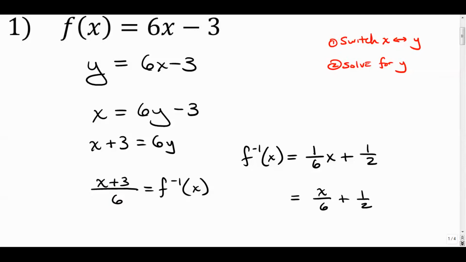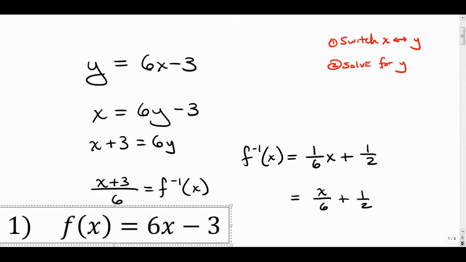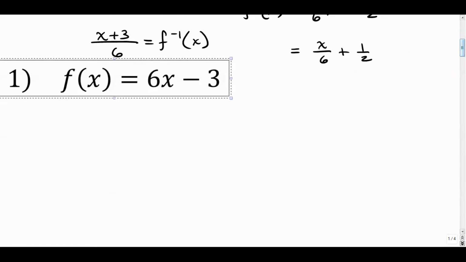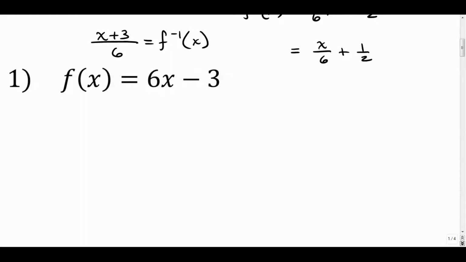So I claim that those two are inverses of each other. There are a couple ways to check this. There's of course the graphing method, where you would put this into your graphing calculator and see if it's symmetrical. It must be symmetrical, as I mentioned previously, across that line. In other words, the function and its inverse must reflect over y equals x. I'm not going to do that right now, though. That's more of a graphing approach. What we're looking for here is an algebraic approach.